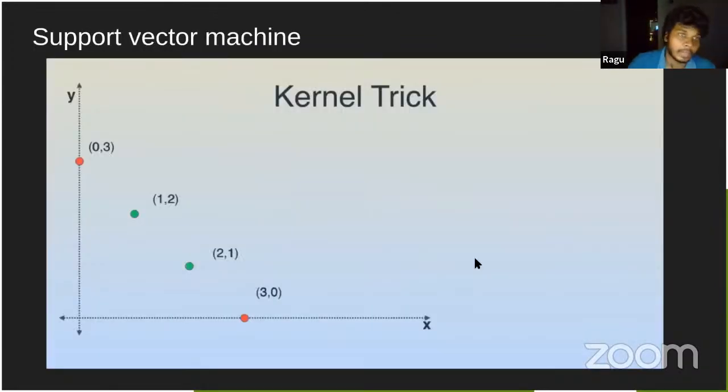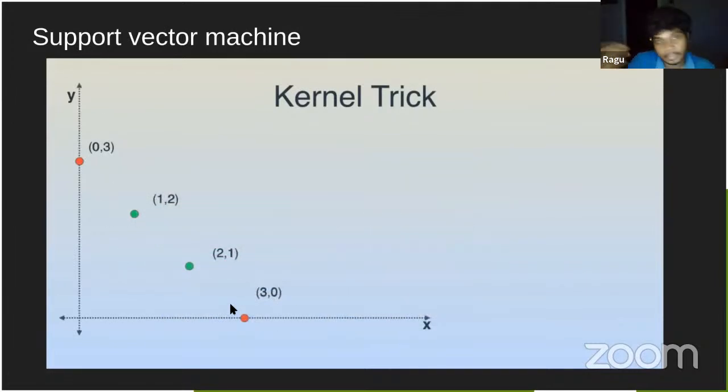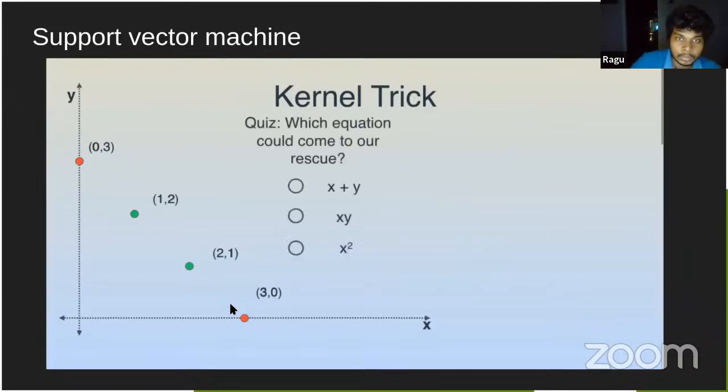So let's take an xy plane, and you have 4 points. If you want to split these 4 points, you can draw just a line like this, and you can finish it. But you can do it in another way too. Any one of these will help you: if you multiply x and y, or if you add x and y, or you take the square of x, one of these will help you.